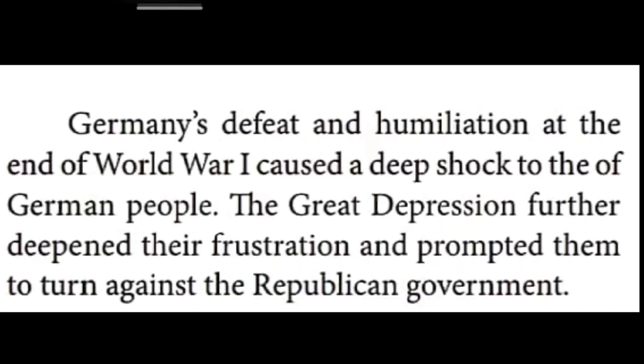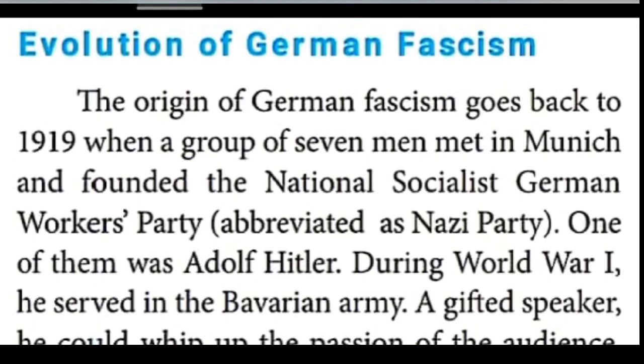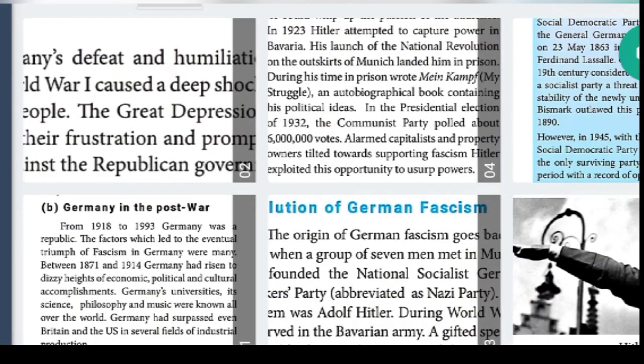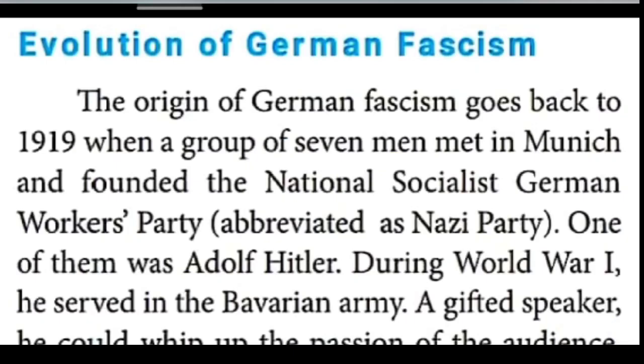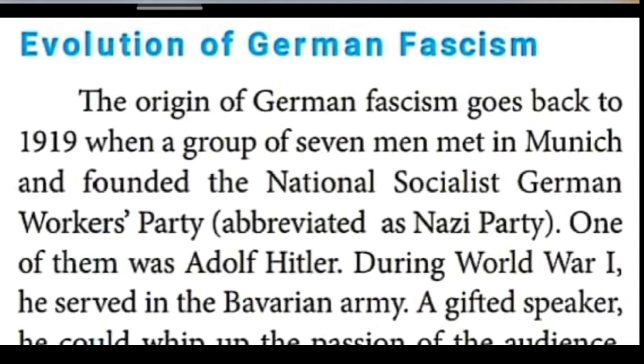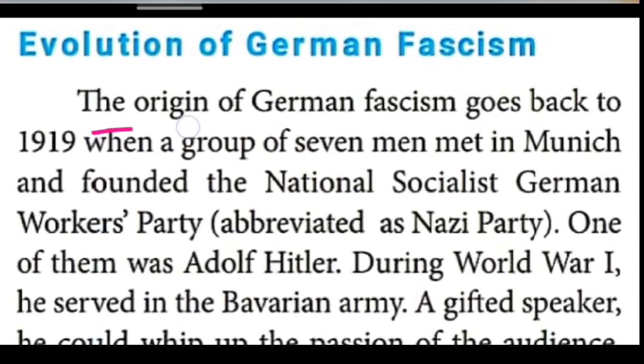Next, what is given, children? Evolution of German fascism. Evolution, what is the meaning? Origin. So children, under the evolution of German fascism para, what things are given? Evolution in the sense of origin. In your book it is given: the origin of German fascism goes back to 1919.